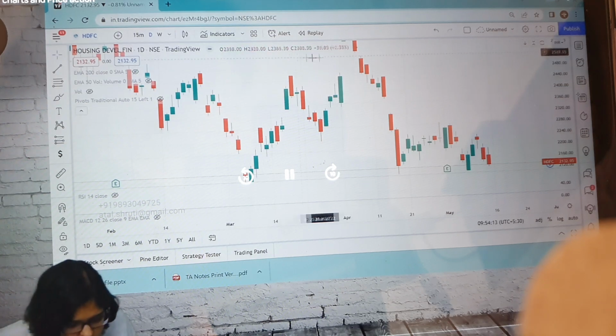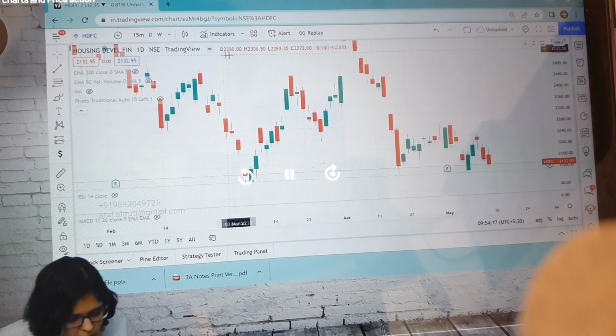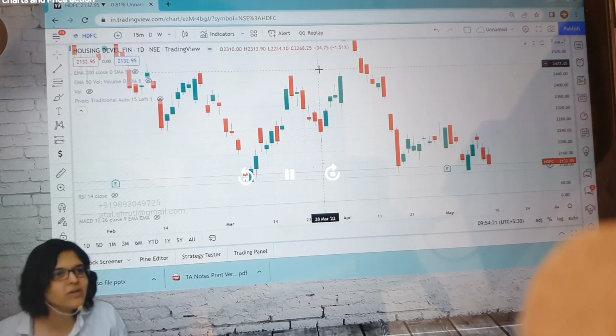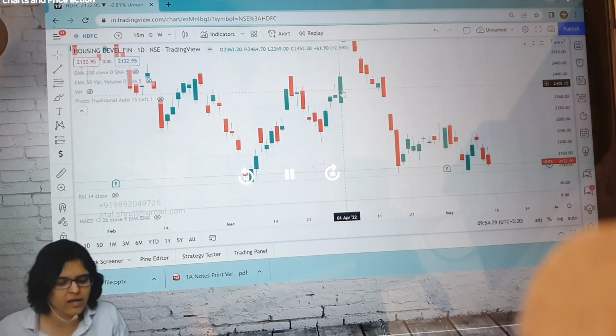Where you have to see? Here. Now can you see it? What can you see here? O, H, L, C. Simple. We need not even calculate. Ready made, available. Correct? So if I want the data for this candle, I'll just take the cursor to the candle here.